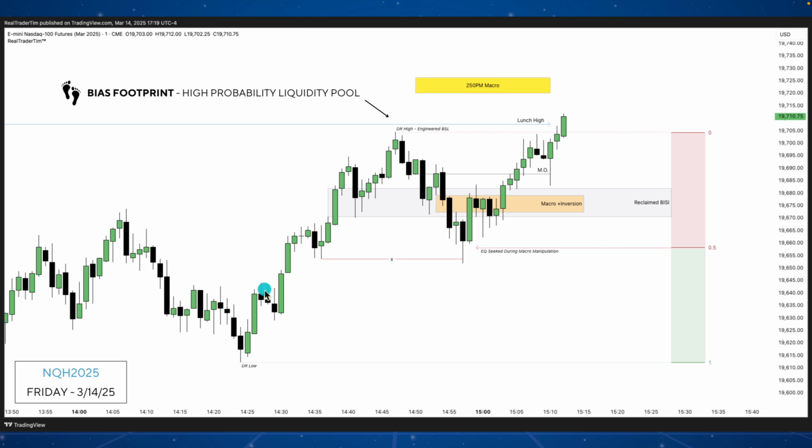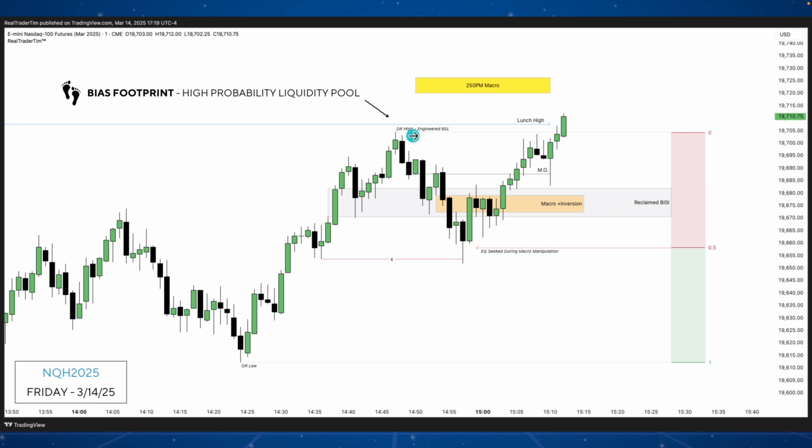Now, this was, of course, the same day, the 2:50 p.m. macro. And the previous example, as I mentioned, is against the intraday trend. So this is in line with the intraday trend. So this is the better scenario when it's in line with the intraday trend. And we see price continue higher, continue higher, continue higher.